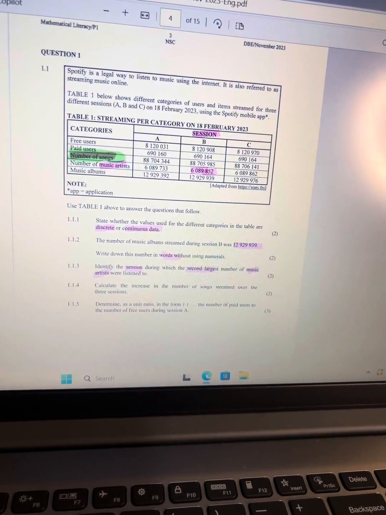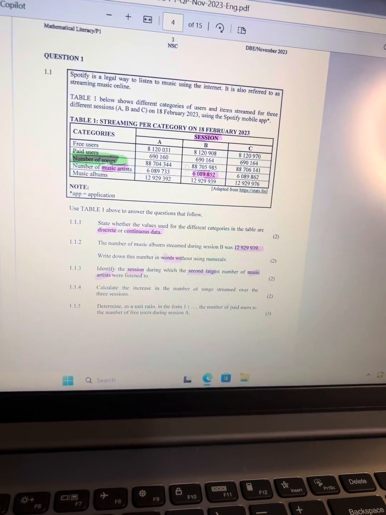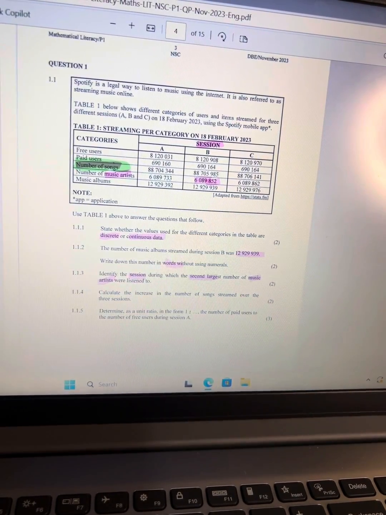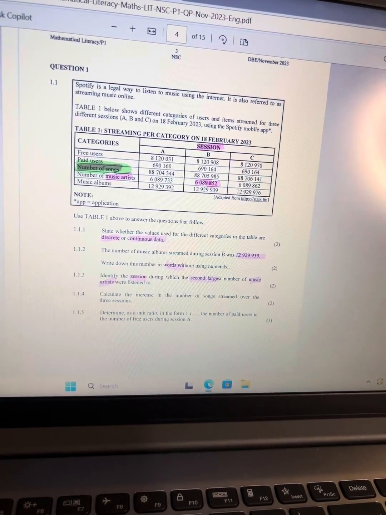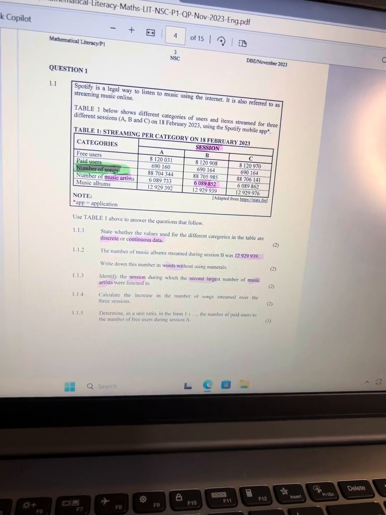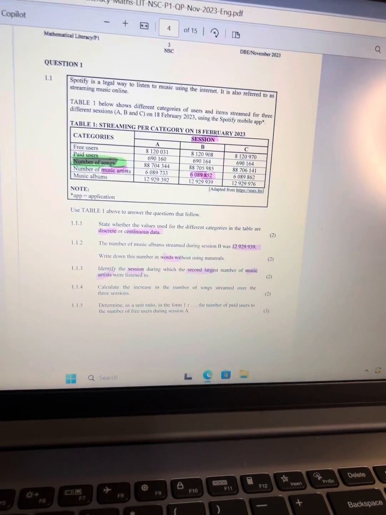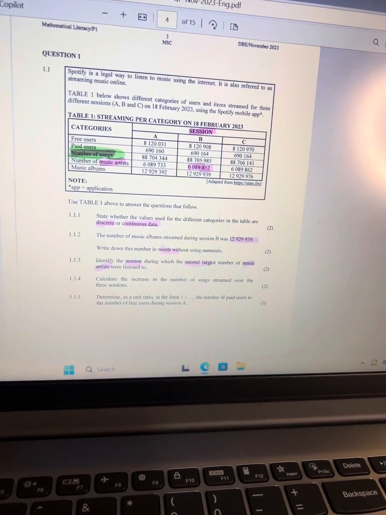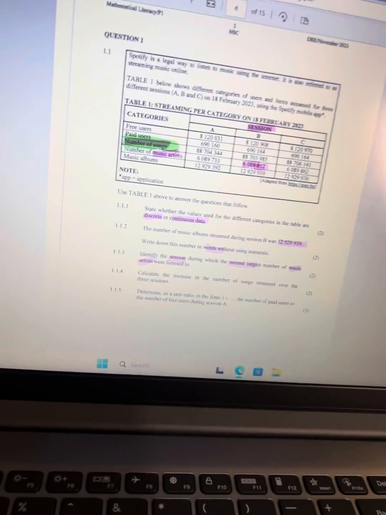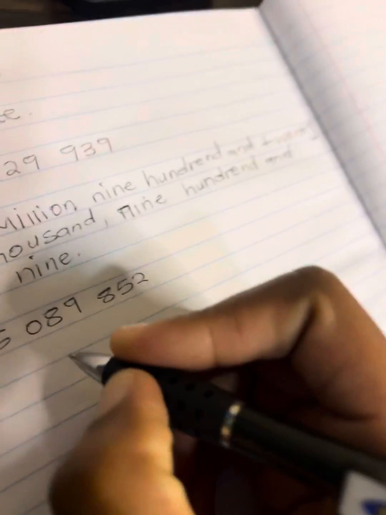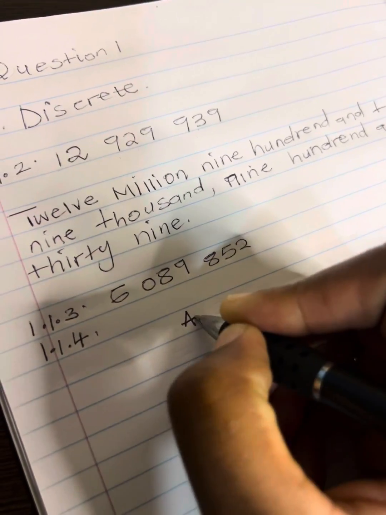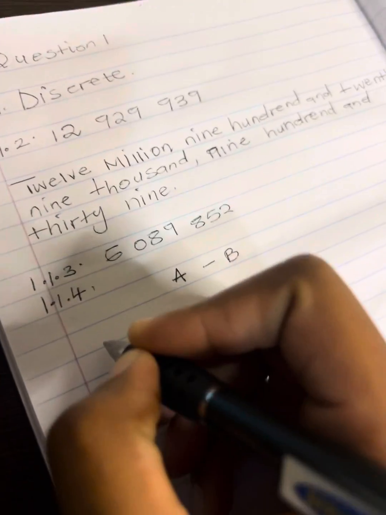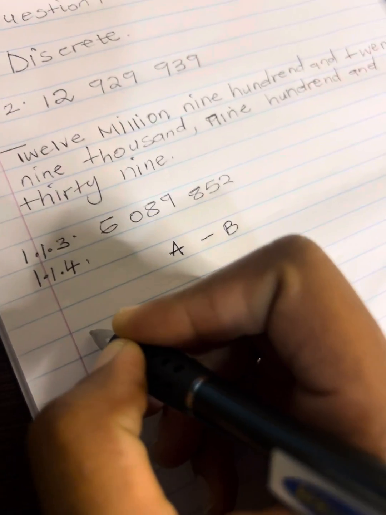If you check section A, we have 88,704,344. Section B, we have 88,705,985. And then section C, we have 88,706,141. Then we are going to check the increase from section A to section B and from section B to section C, meaning that this is how we're going to write. We're going to say section A to B. Then we check the number which is in section B.